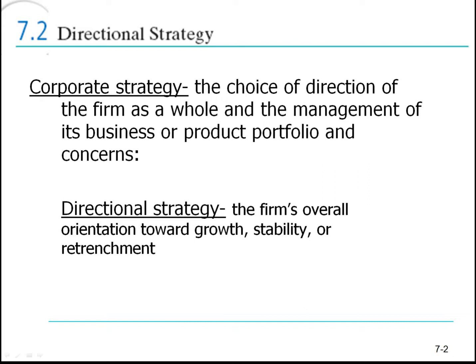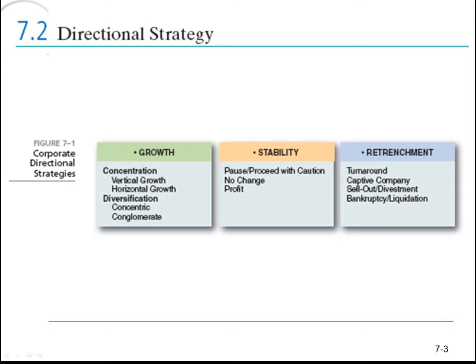A corporate strategy refers to the overall plan and set of direction that the senior management has designed for the entire corporation. You can either focus on profit, you can focus on stability, you can focus on turning the company around. These are three different directions that your strategy can go into. We call those directional strategies. You can see there's three of them right here: growth, stability, and retrenchment.